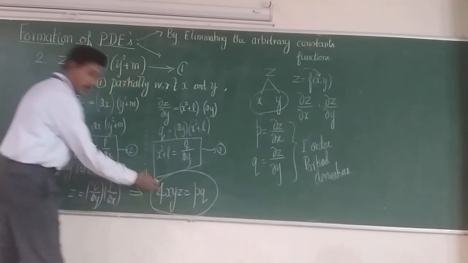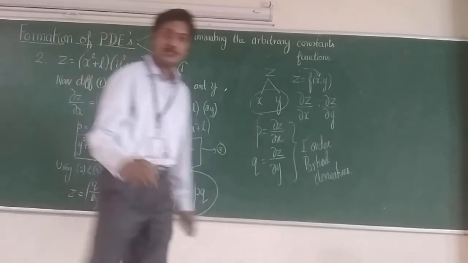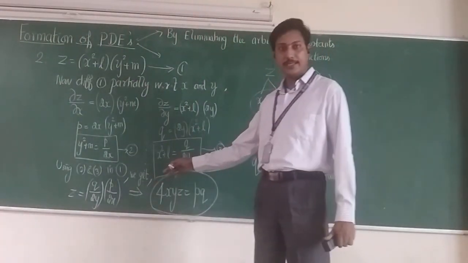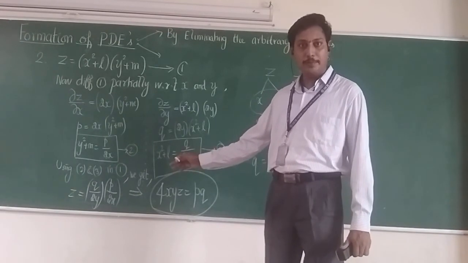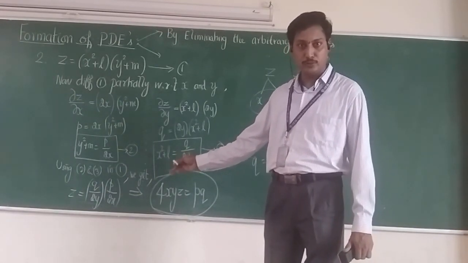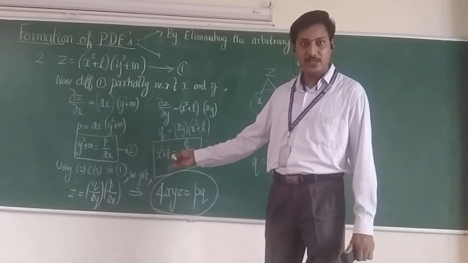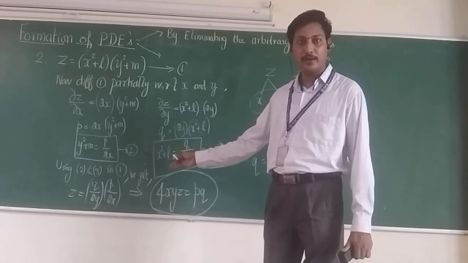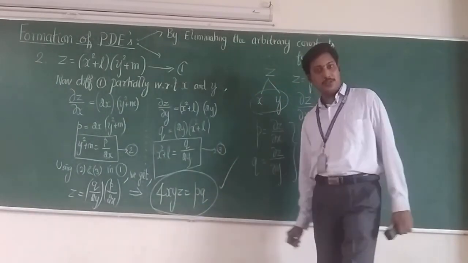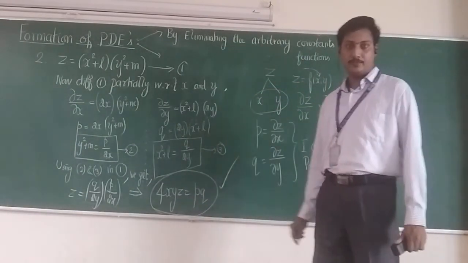So there are no arbitrary constants like l and m. It is only in terms of x, y, z and p and q. What about p and q? They are known as first order partial derivatives. So this is the required partial differential equation of order 1. That's it. This is the idea. This is the partial differential equation of first order. Got it?